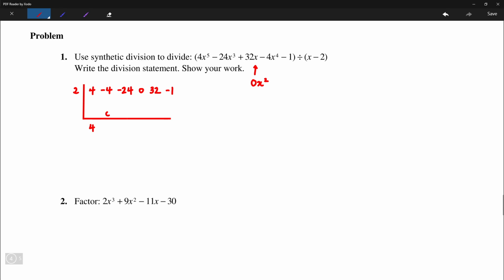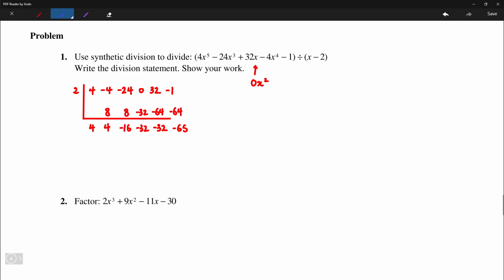2 times 4 is 8. And the sum here is 4. 2 times 4 again is 8. The sum is -16. 2 times -16 is -32. The sum here is -32. 2 times -32 is -64. The sum is -32. And then the product is -64. And the final sum is -65.